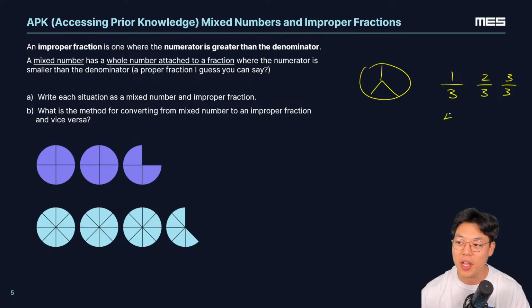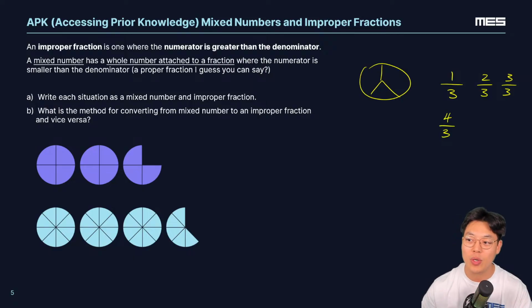But once the numerator becomes greater than the denominator, notice how there's only one, let's call it a cake. There's only one cake with 3 pieces. How can you get 4 pieces? So that's where the term improper came from. And so an improper fraction is whenever the numerator is greater than the denominator.